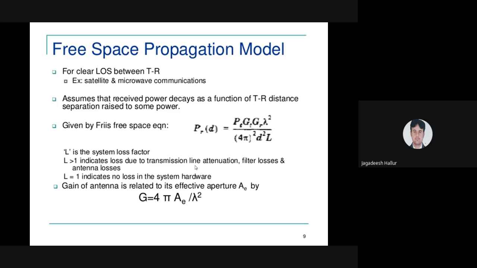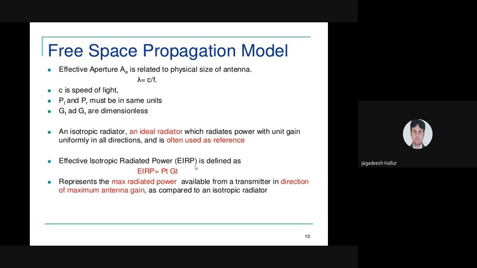For calculating gain of antenna with respect to effective aperture, G is equal to 4 pi AE divided by lambda square. Third equation, for calculating wavelength, lambda is equal to C divided by F. And for calculating effective isotropic radiated power, EIRP is equal to PT into GT.